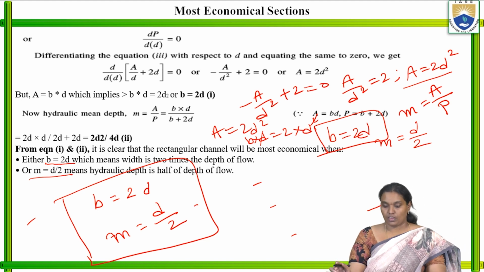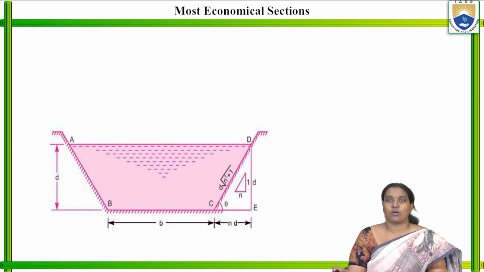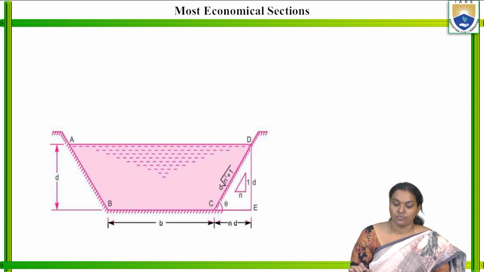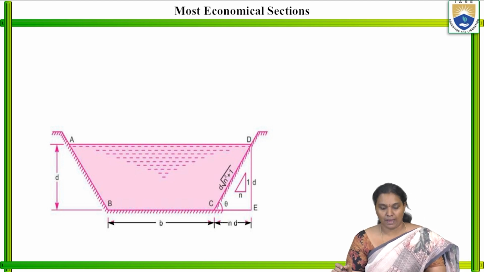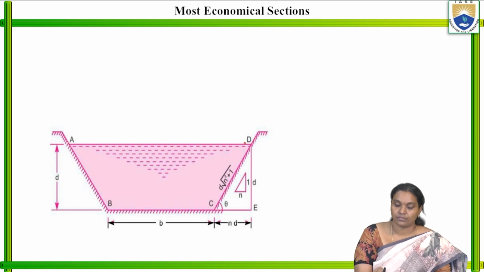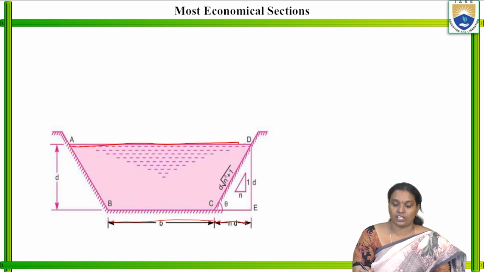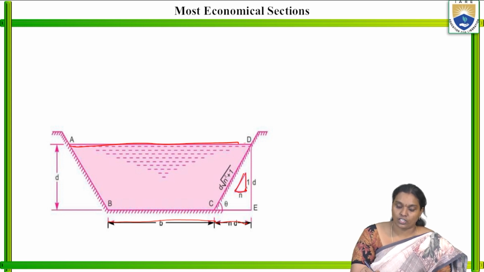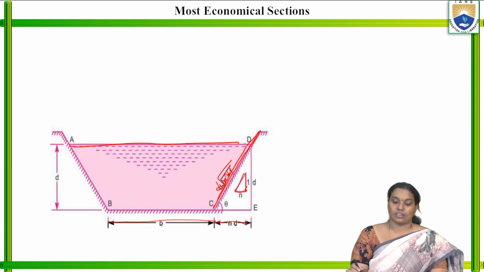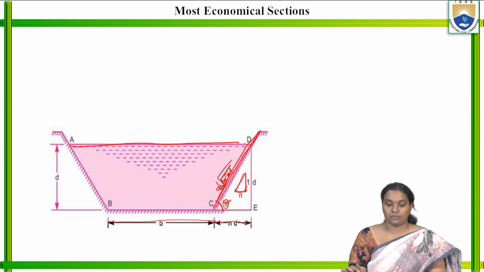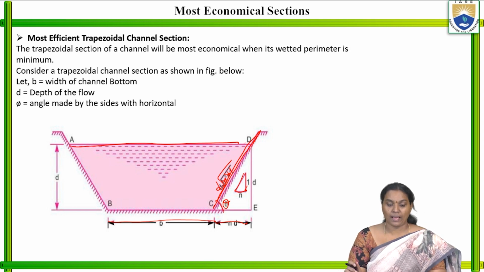Now, next we move on to the most economical trapezoidal channel section. Coming to the trapezoidal section, here also we have to understand some basic parameters. This is the water surface, this is the depth of the flow, this is the width, and this is the n into d, the 1 to n ratio. So the other side, this is one side of the trapezoid, that is equal to d into root n square plus 1. This makes an angle theta. So these are the parameters.